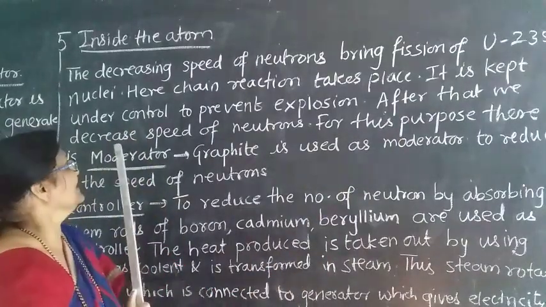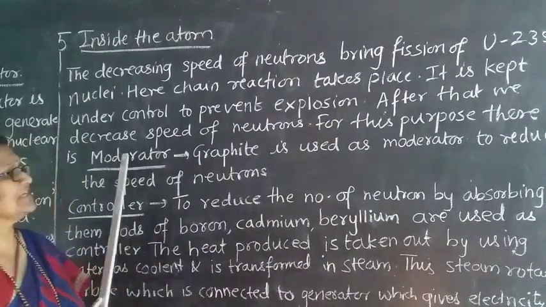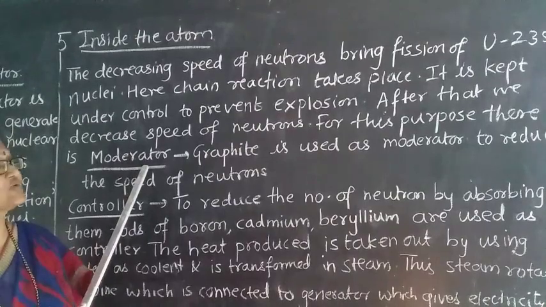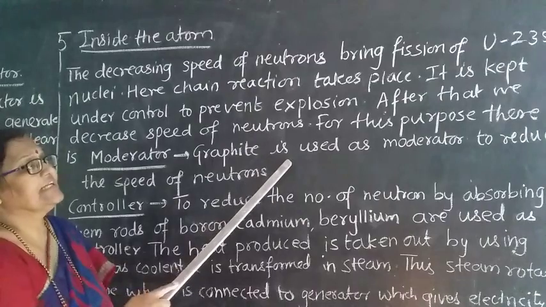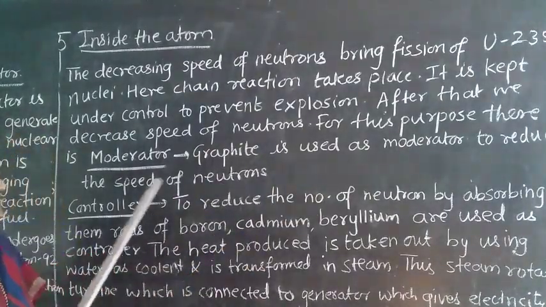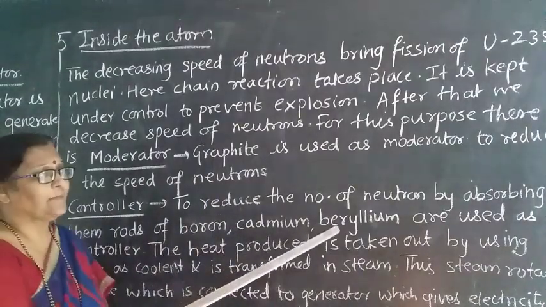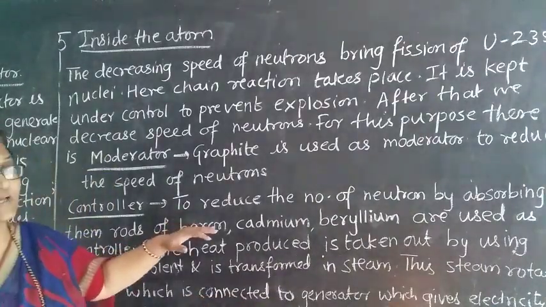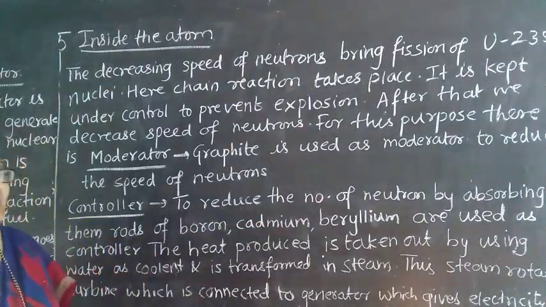After that we decrease the speed of the neutrons. For this purpose, what are we using? We are using a moderator and a controller. So what is the use of the moderator? Here graphite or heavy water is used as a moderator to reduce the speed of the neutrons. Then the controller. What does it do? It reduces the number of neutrons by absorbing them by rods of boron, cadmium, beryllium. These are used here as controllers.